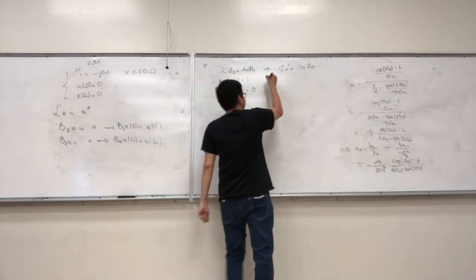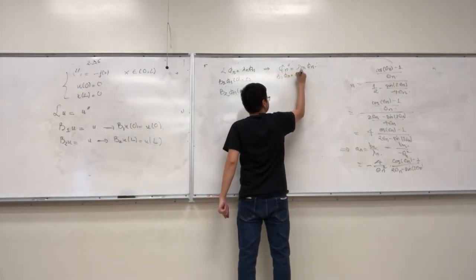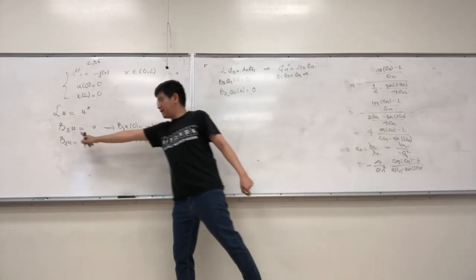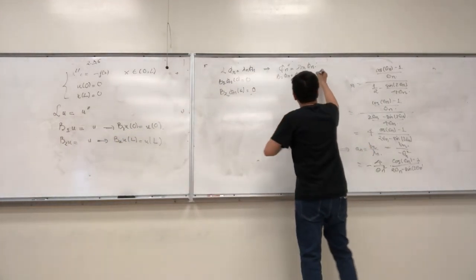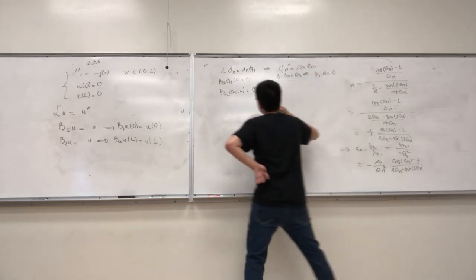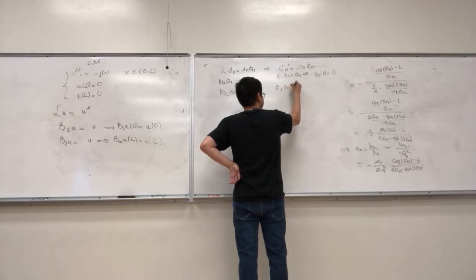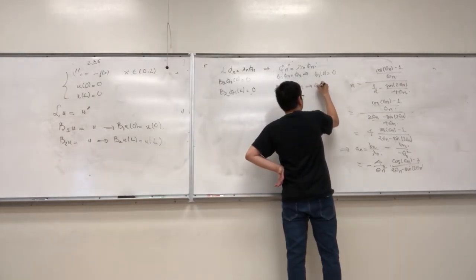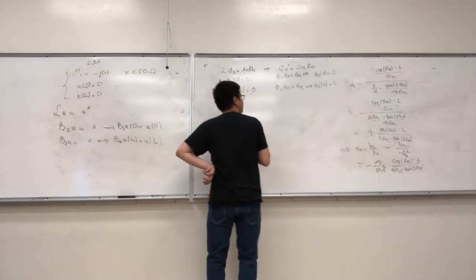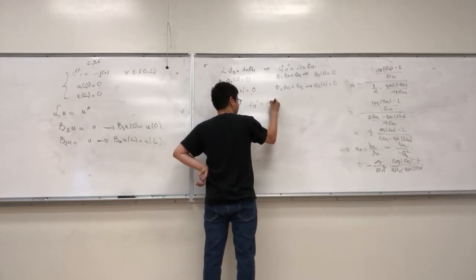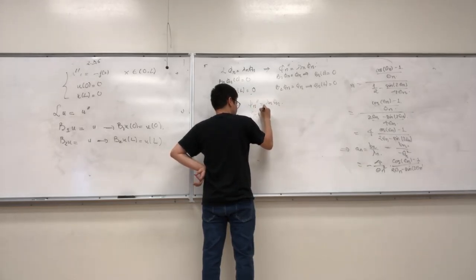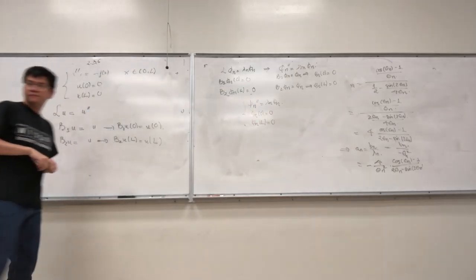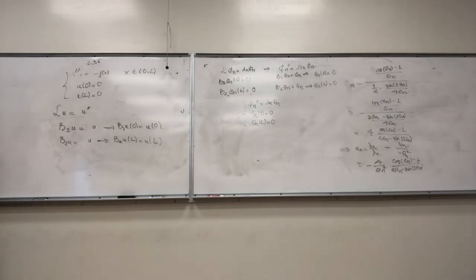The second one, B1 of phi n is phi n, because B1 of u is u. So this means that you have phi n of 0 is 0. B2 of phi n is phi n, because B2 of u is also u. So phi n of L is also 0. Right, so finally you have phi n second is lambda n phi n, phi n of 0 is 0, phi n of L is 0. Questions? I explain again.